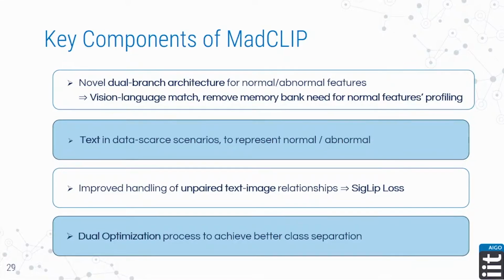And then we also use, for the first time, not the classical softmax loss used in CLIP, but a variant of this, which is called the SigLIP loss, which takes into account some characteristics which are not useful in CLIP. And then we have this dual optimization process to achieve a better class separation between normal and abnormal.